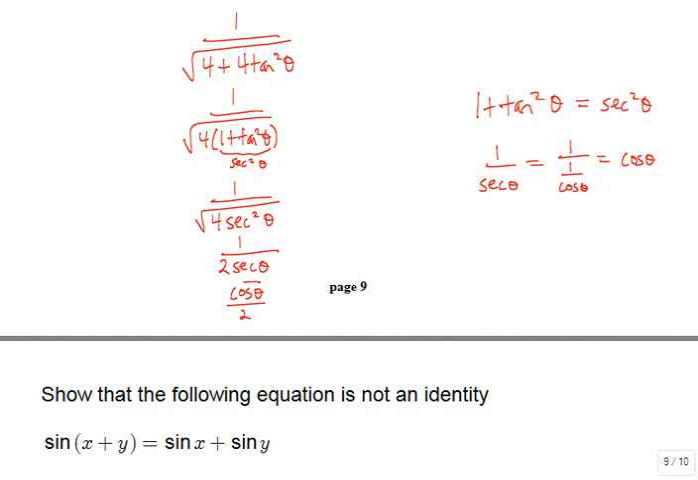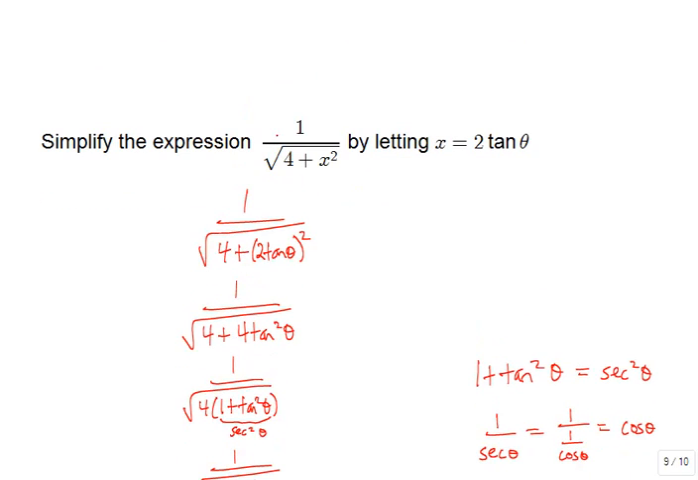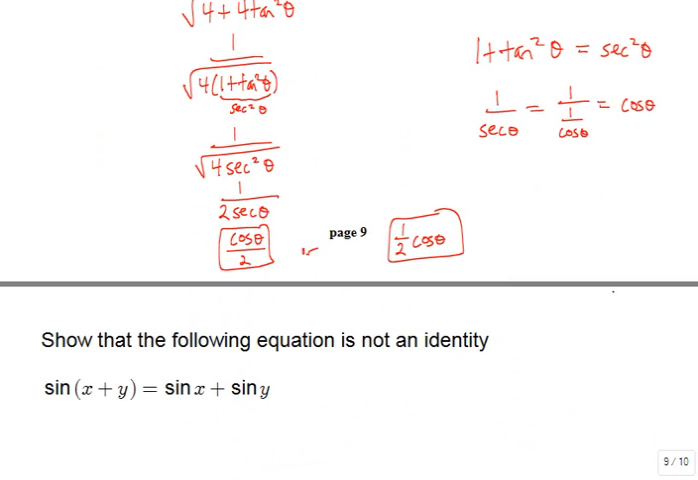So you can write your answer like this, cosine theta over 2, or sometimes we would just write it as a 1/2 pulled out front, and then that cosine theta on the side. So we took this expression and we were able to turn it into just 1/2 cosine theta.